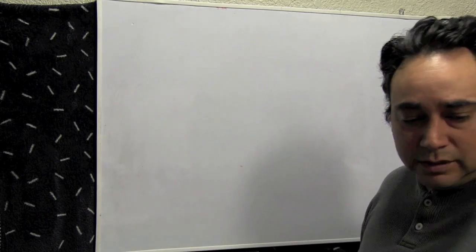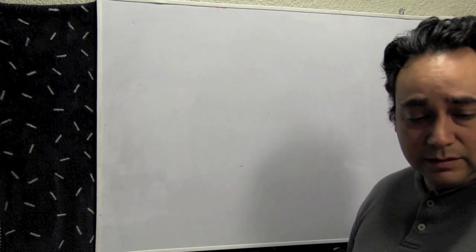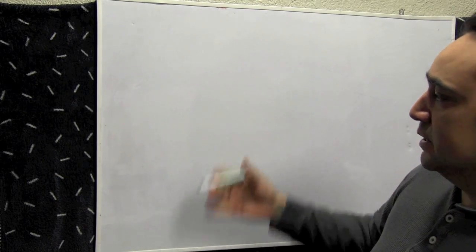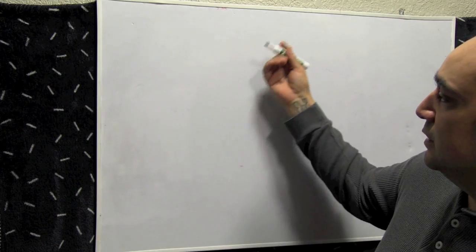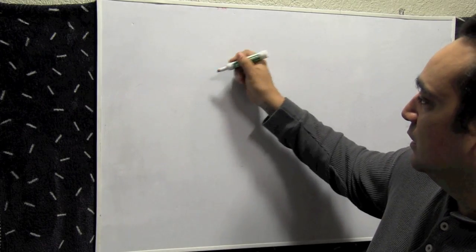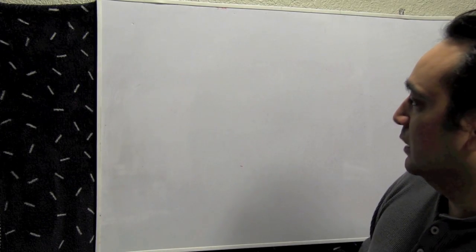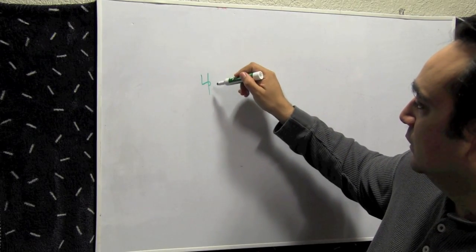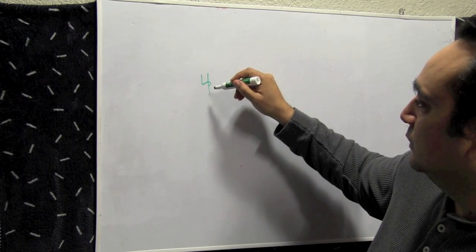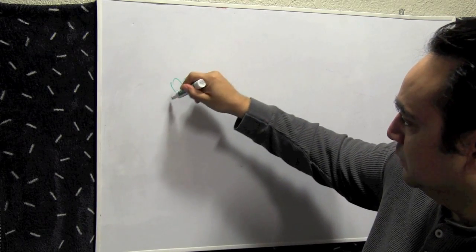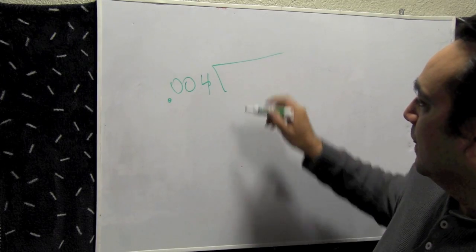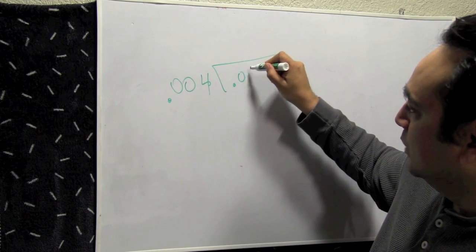All right, let's do another one. I'm doing the examples real easy so you could just have a feel for it, and I'm just gonna move on. So we got, I don't know, another 4.00 divided by 0.08.